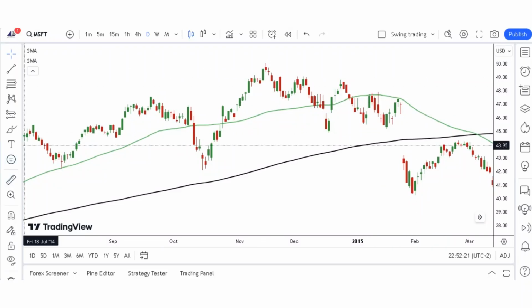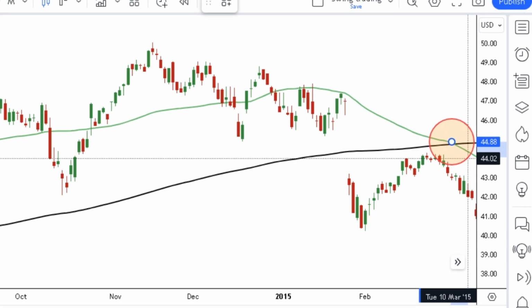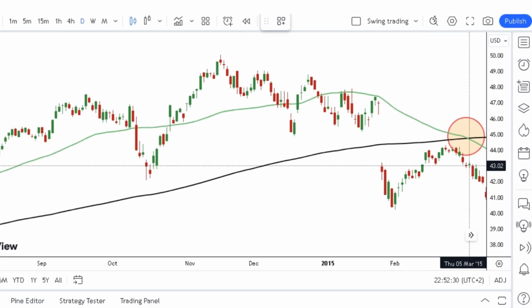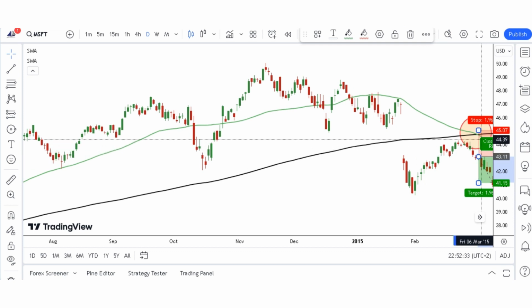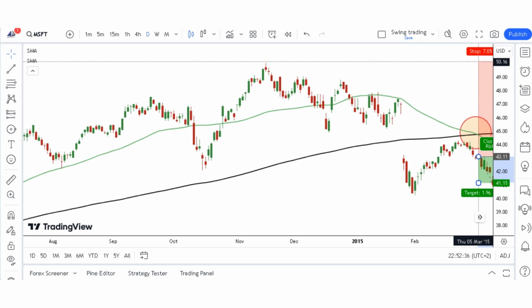For instance, in the daily chart of Microsoft, we see a moving average crossover to the downside. We decide to go short here after the 50-day SMA crossed below the 200 SMA. So we short the Microsoft stock, and we set a stop loss above the most recent high.